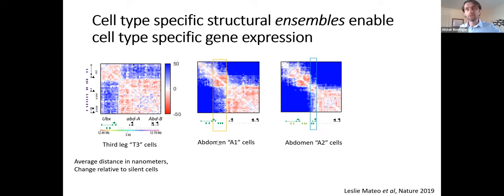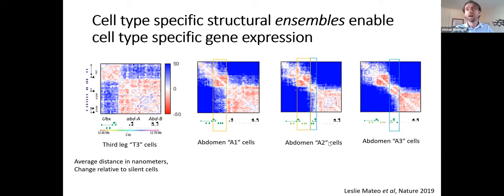This contains the gene ABDA, which is just not expressed in the more anterior. It's expressed for the first time in these cells. And we can see it's associating with its downstream enhancers, which are precisely the ones genetics told us are important for A2 expression. And if we march even further back to A3, we can see that these enhancers that genetically are important for A3 don't enter the contact domain until we move into that cell type.